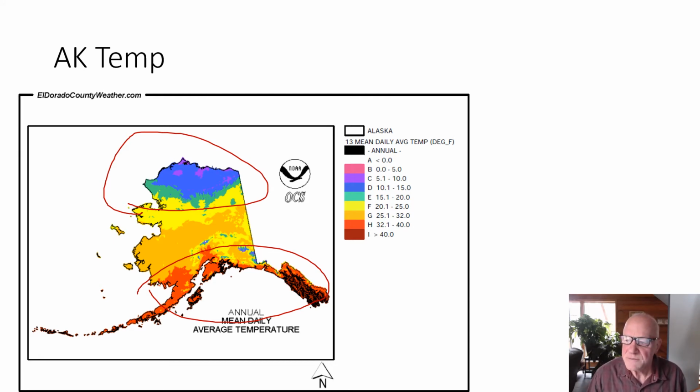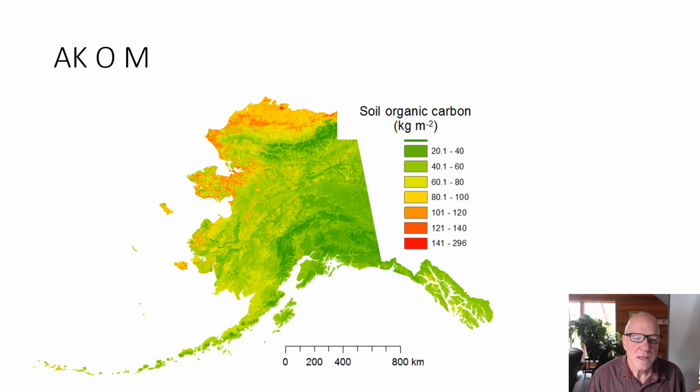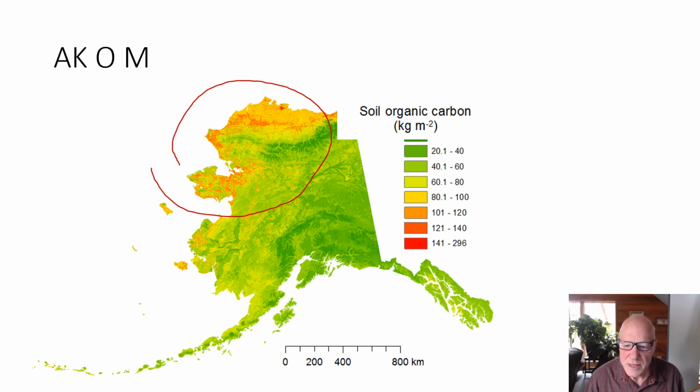The surprising result is in the Alaska organic matter. As it goes from green to red, red being the most organic matter, notice the northern climates where it's been cold for a million years has accumulated organic matter in the soil. Huge, huge amounts.